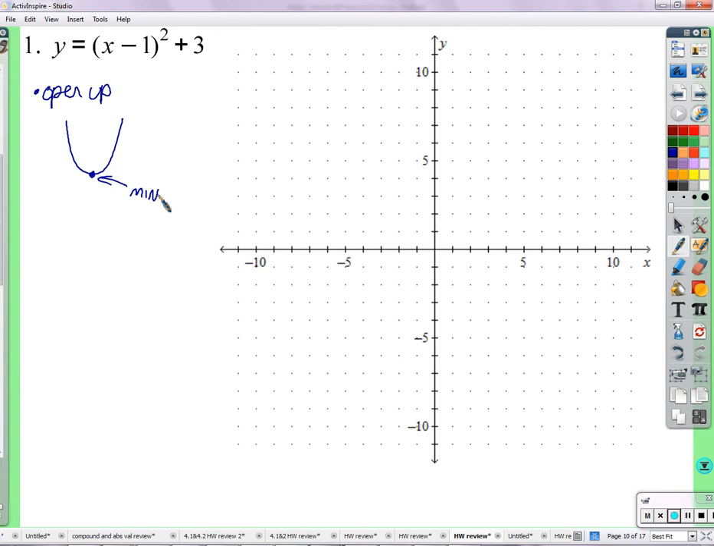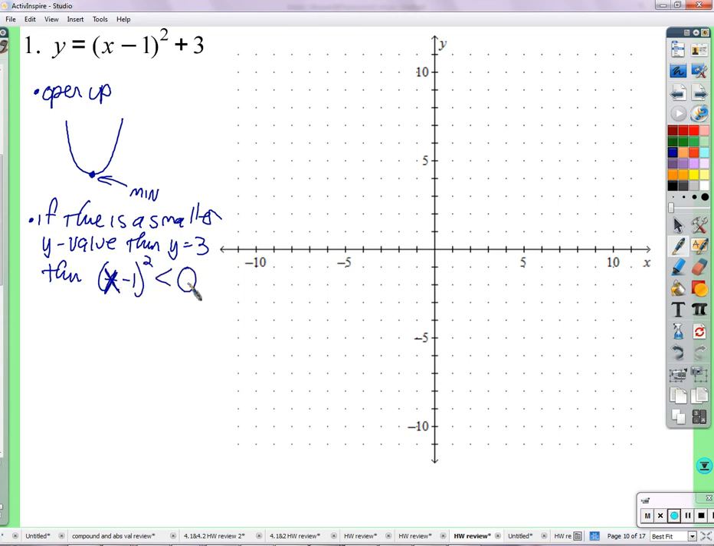More confident. Let's have more people get more confident. Plug something in for x. All you do is you subtract one from it, you square that number, and you add three. Because this, you have to put one in for x, and 1 minus 1 is 0. But, so if you try to get a negative, you can get a negative from squaring. If there is a smaller y value than 3, then x minus 1 squared would have to be negative. You see what we're saying?